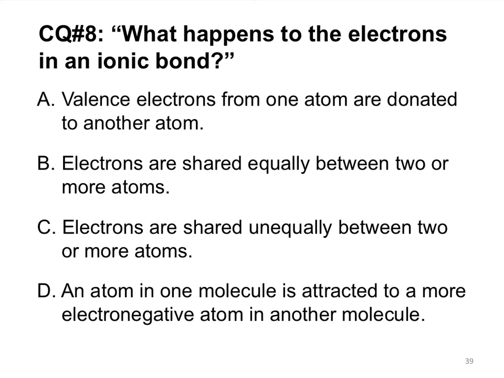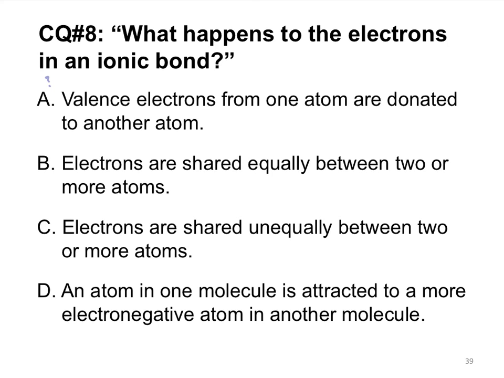All right, what happens to the electrons in an ionic bond? Ionic, now we're talking about valence electrons from one atom being donated to another atom. Well, that sounds right. I'm going to go ahead and put a question mark on it because I think that's right. But have I chosen A? Did I just choose A and just move on to the next question?